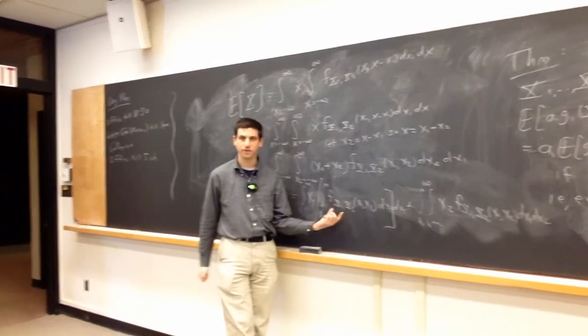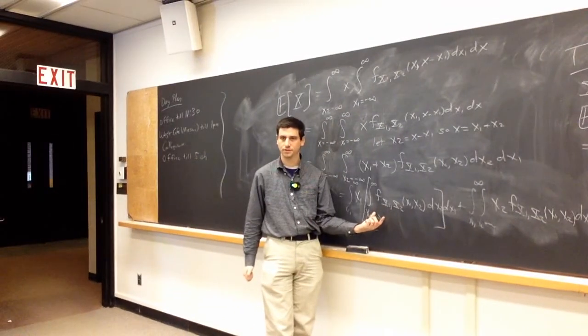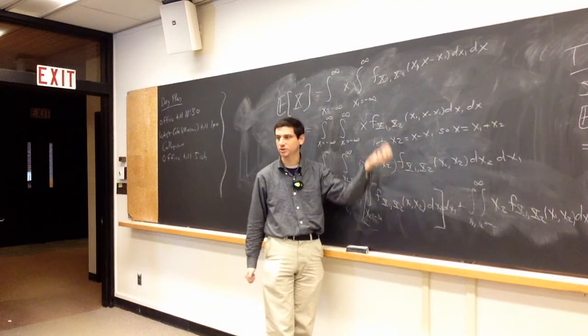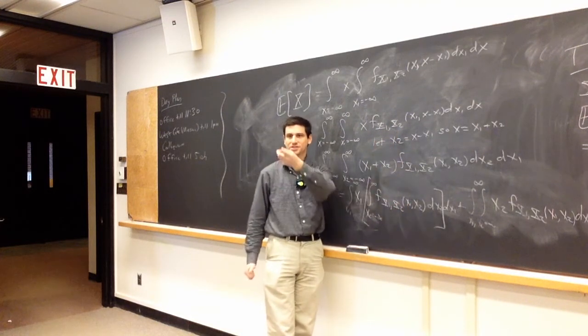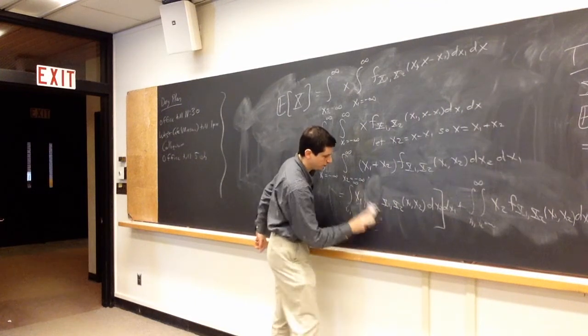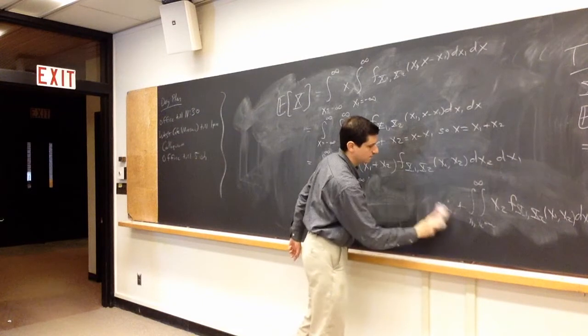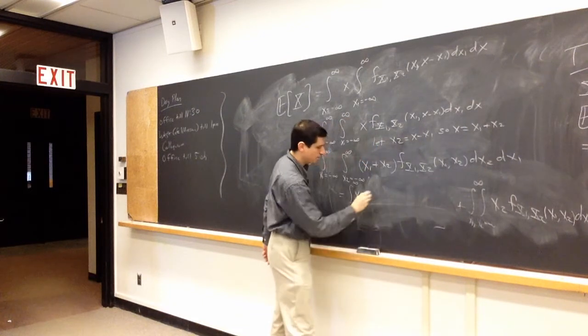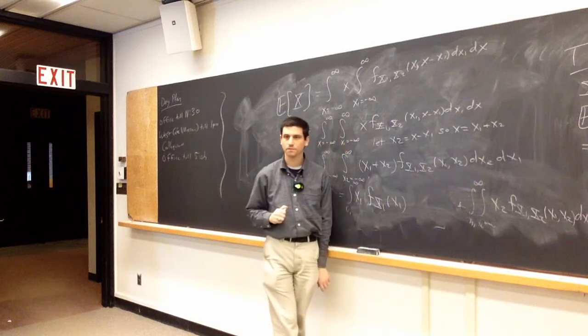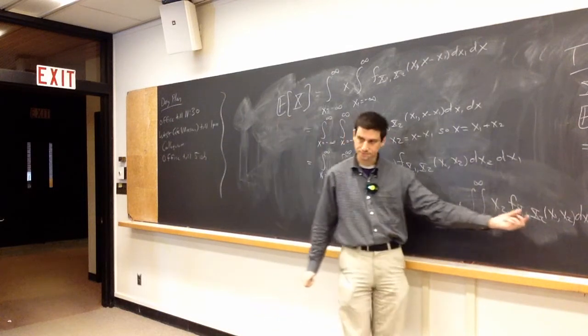What should that integral be? We fixed a value of x1, and then we integrate out x2. Yes? It's the marginal density. By definition, we erase this whole thing, and it becomes the marginal density of x1.